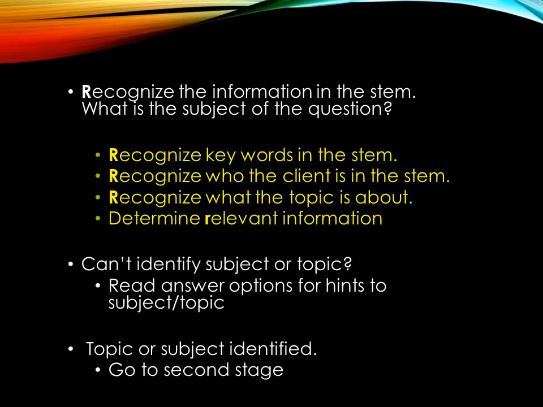Okay, using your decision tree handout, recognize the information in the stem of the question. What is the subject of the question? Recognize keywords in the stem. Recognize who the client is in the stem. Recognize what the topic is about, and determine relevant information. Can't identify the subject or topic? Read the answer options for hints to the subject or topic. Okay, topic or subject identified, then you go to the second stage.